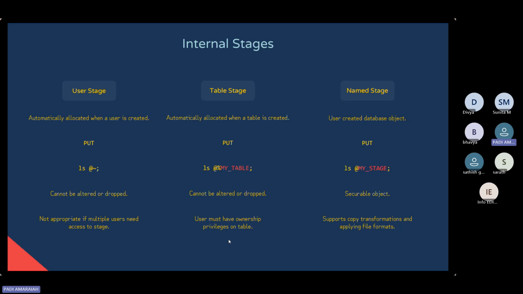That's why in real-time Snowflake use cases, we will never use user stages and table stages, because there are limitations in these two stages. But we must follow the named stage. Whenever you want to upload files or load data from a local computer to the Snowflake environment, we use the option called named internal stages. Clear? So that is the three types of internal stages that you will get.